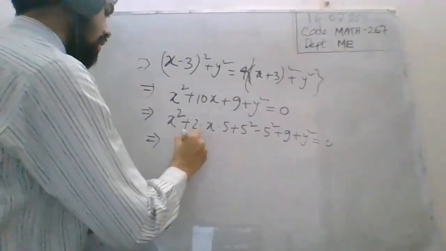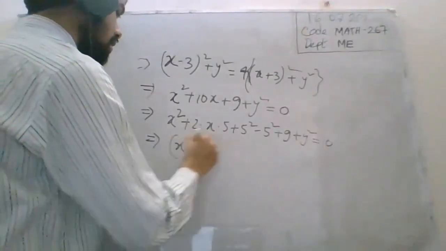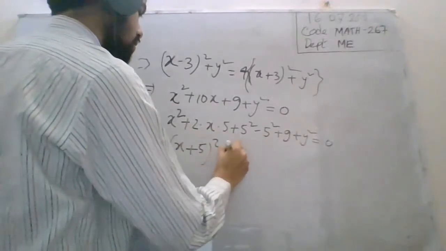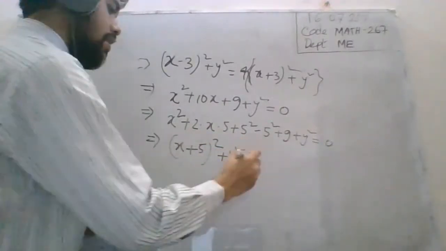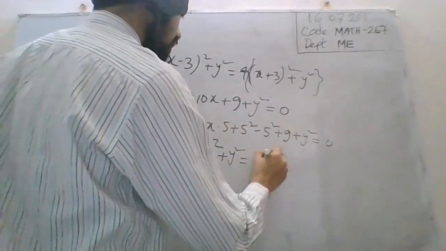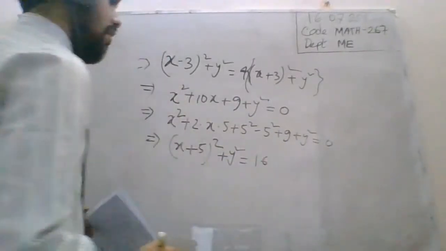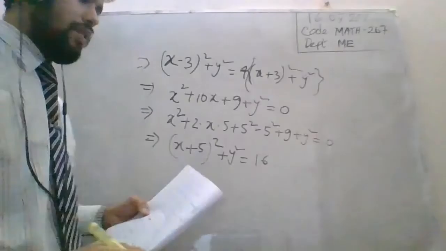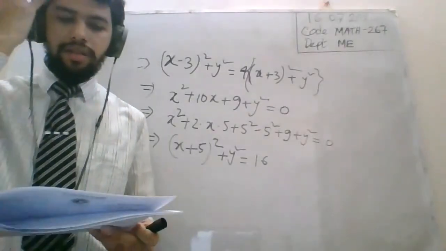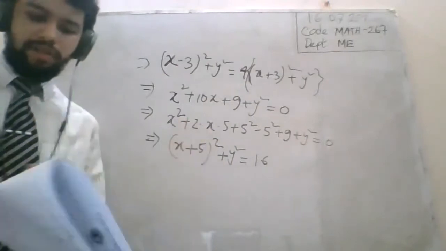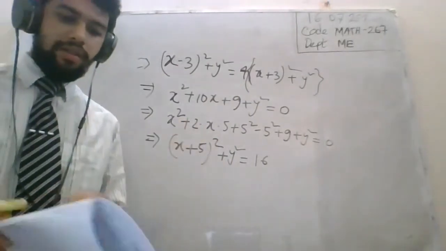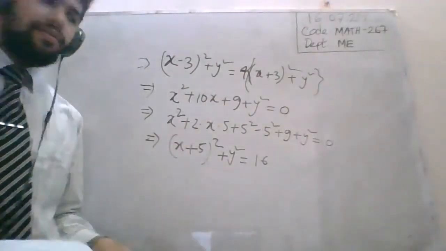So you can write (x + 5) square plus y square equals 16. Yes. So this is our required equation from the complex number equation, and this is the equation of a circle.